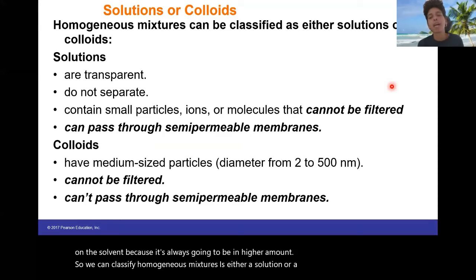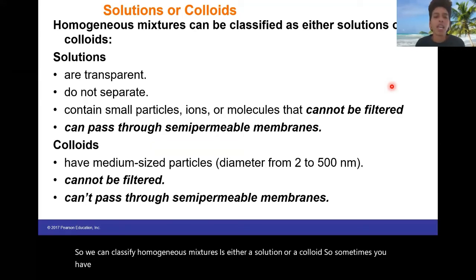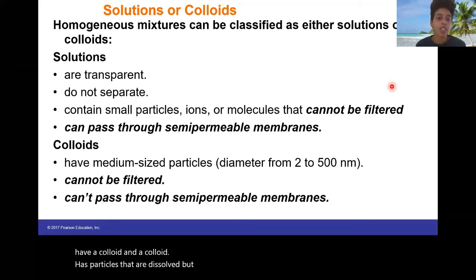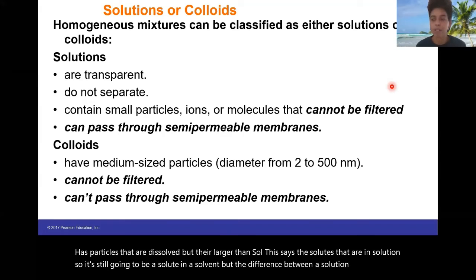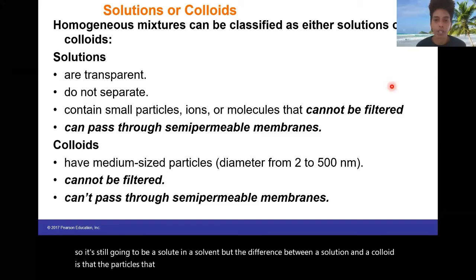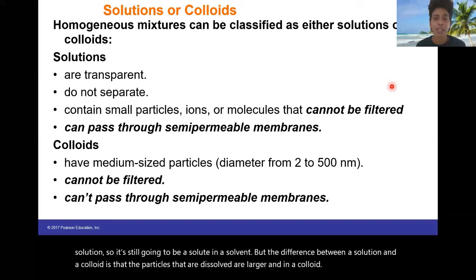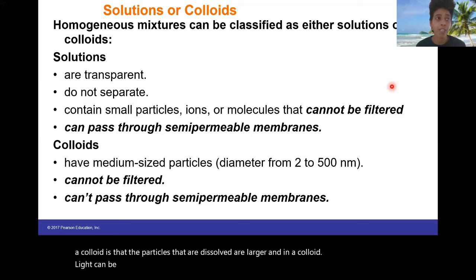Sometimes you have a colloid, and a colloid has particles that are dissolved, but they're larger than the solutes that are in solutions. So it's still going to be a solute and a solvent, but the difference between a solution and a colloid is that the particles that are dissolved are larger. And in a colloid, light can be scattered by the particles that are dissolved, right?